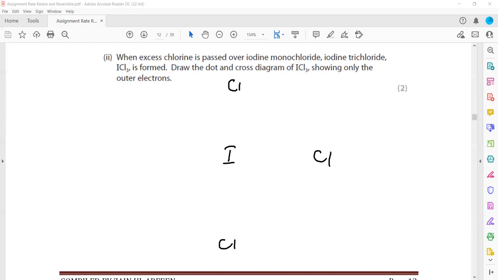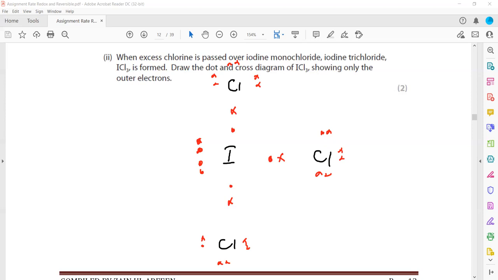Why won't this be the case? For example, if chlorine shares 1, iodine will share 1. Chlorine shares 1, iodine shares 1. Chlorine shares 1, iodine shares 1. Then there will be 6 unshared electrons on each chlorine. Then for iodine, out of 7, it has shared 3. So how many are left? 4 are left. So for this iodine, there are actually two unshared pairs, or 2 electron pairs which are not shared.